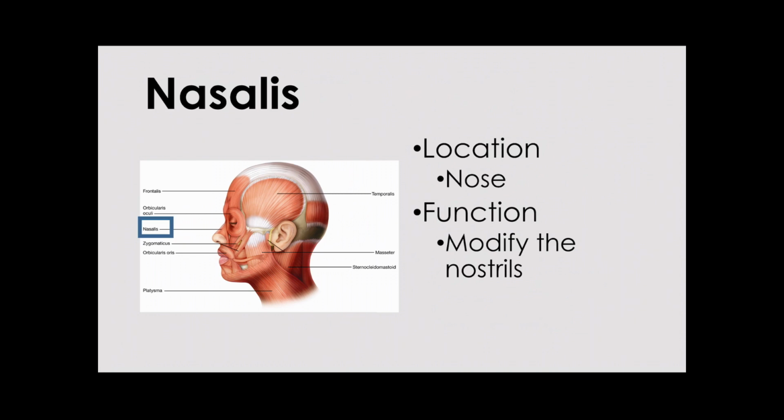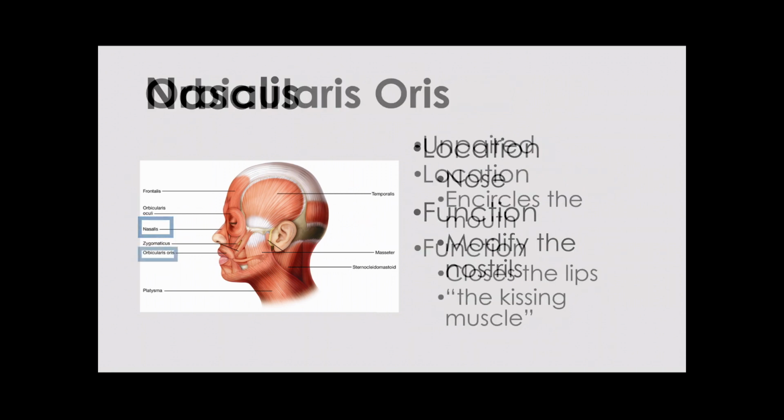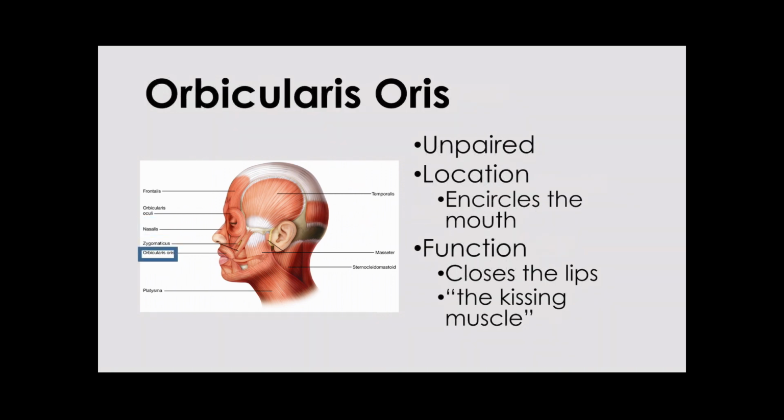Nasalis, like it says in the name, is the muscle that makes up your nose. What is the function? It allows you to change the size of your nostrils. You can flare them out, not flare them out, squint your nose, so move your nose around. All of those are able to be done because of your nasalis muscle.